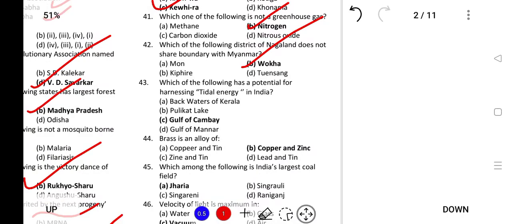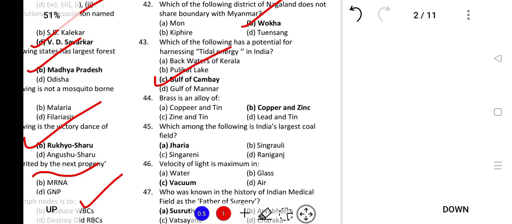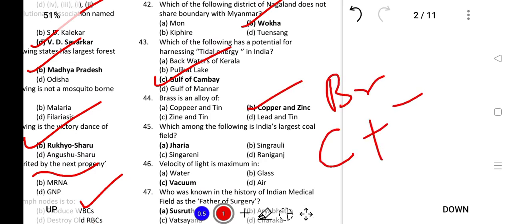Which of the following has potential for harnessing tidal energy? Tidal energy is the Gulf of Cambay. Gulf of Cambay is in Gujarat, where there is high tide. Gulf of Cambay is for tidal energy. Brass is an alloy of copper and zinc. Remember that bronze is copper and tin, and brass is copper and zinc.